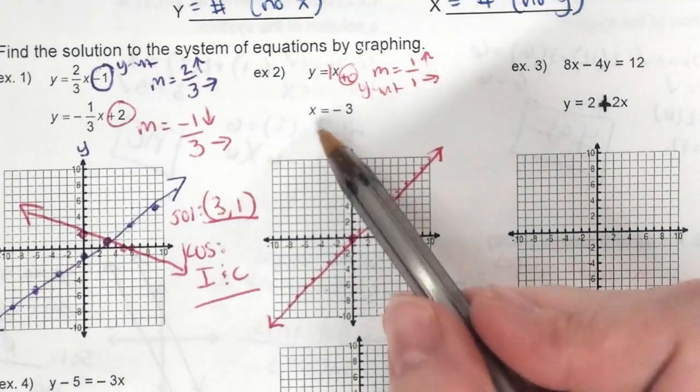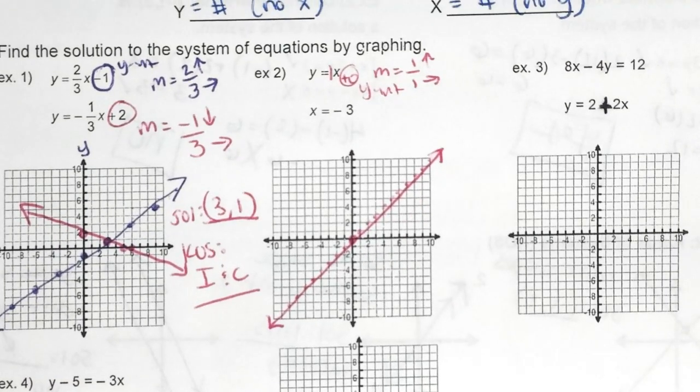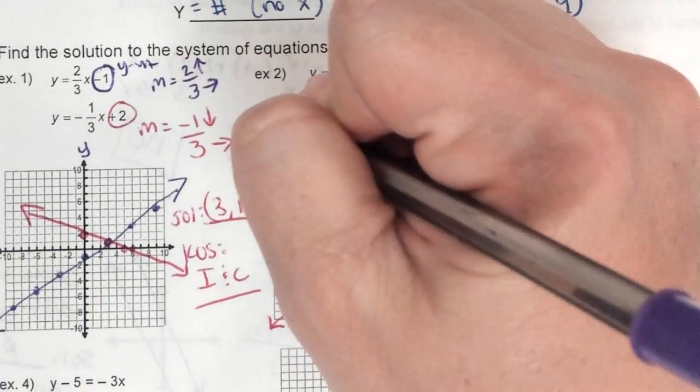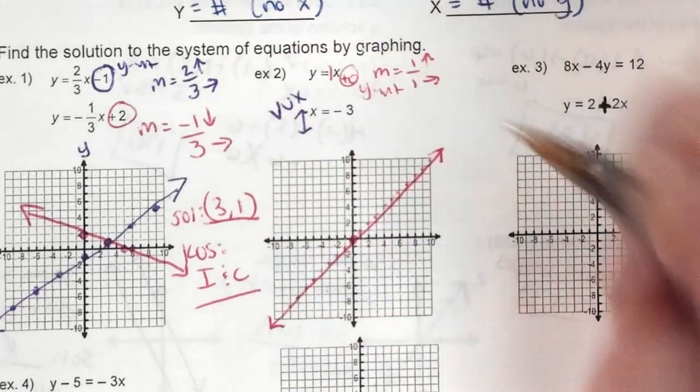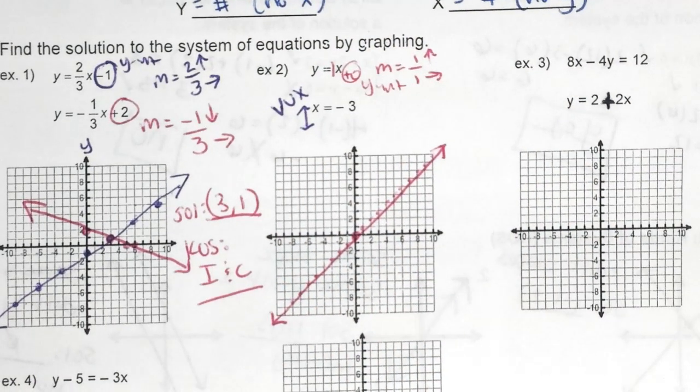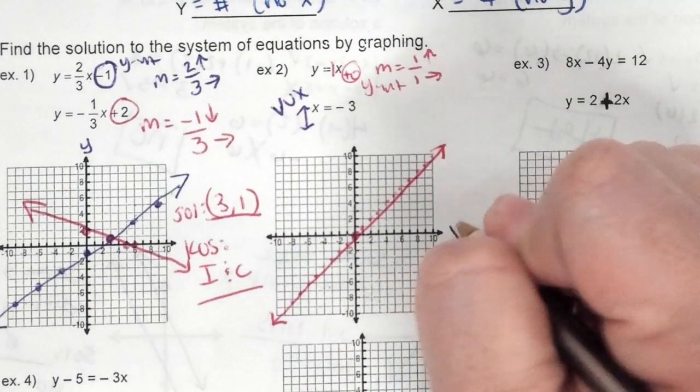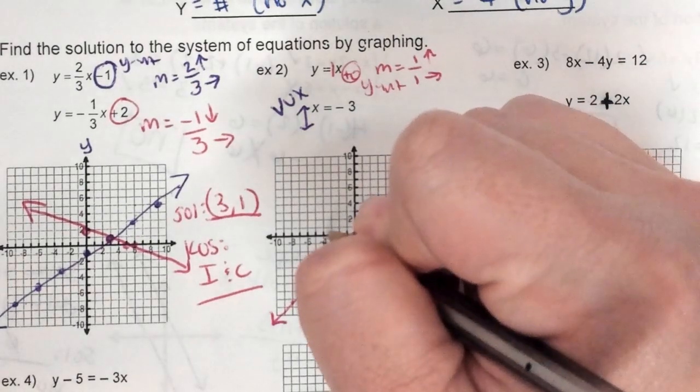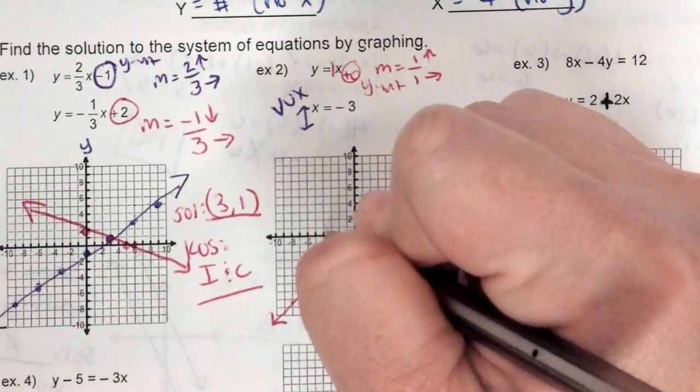And then what about this second equation? Is it a special case? Yeah, it's a VUX. Vertical undefined x equals equation. So we're going to draw a vertical line where x is -3. This is my x-axis, so x is -3 here. And here's my vertical line.